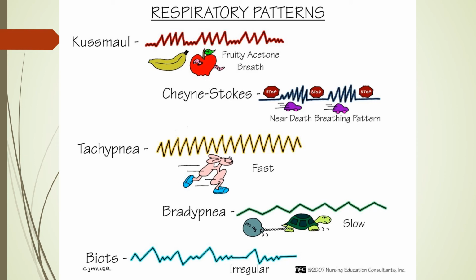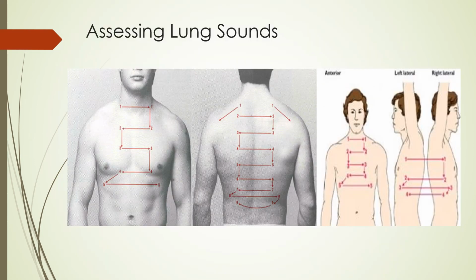This is a slide that talks about how to assess lungs, and we will go more into this in the demonstration. In that pattern, that is the way you assess your lungs, from the anterior, which is the front, the lateral, the side, and the back, the posterior. That's how you assess your lung sounds, okay? That's the pattern.